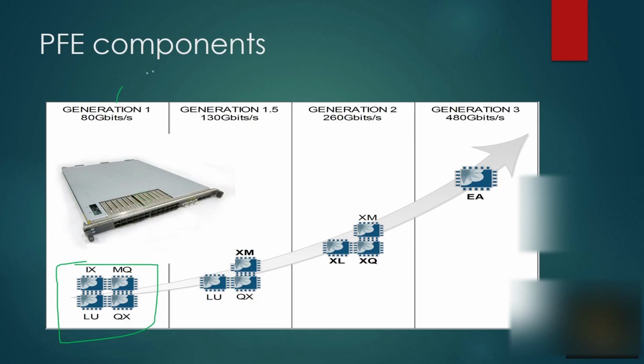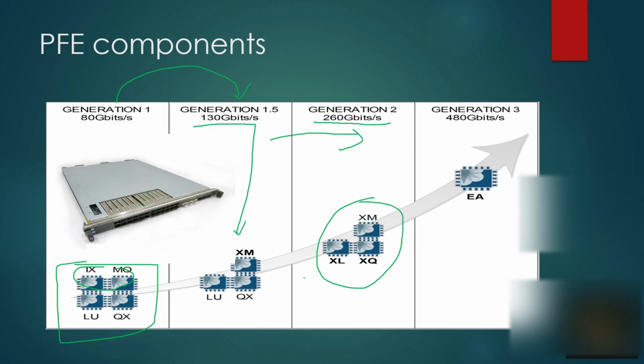Later they manufactured a generation 1.5 line card with 130 gigabits per second. Here you see 3 chips. These two they combined and called an XM chip. Then they went to generation 2. It supports 260 Gbps, and they advanced these 3 chips. Now the final one is generation 3. This chip is the Eagle chipset, and you will see this chipset from MPC5E, MPC5.